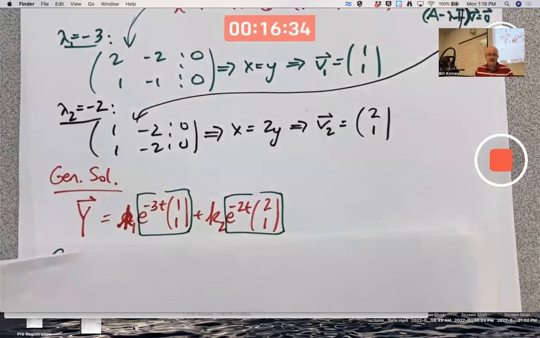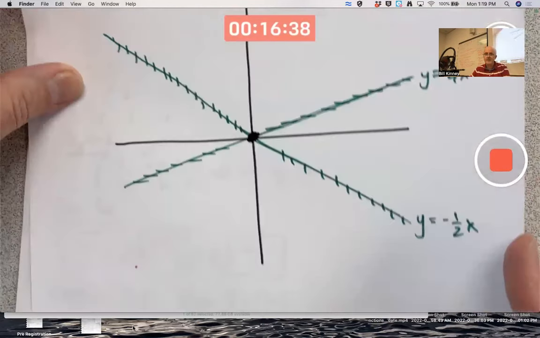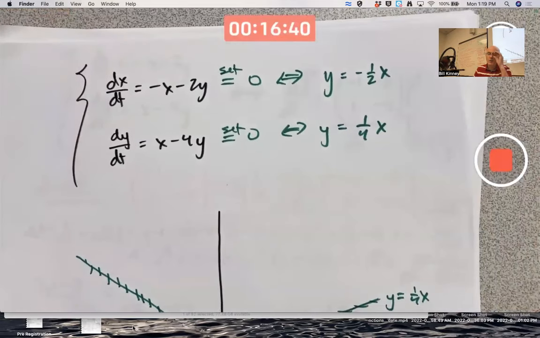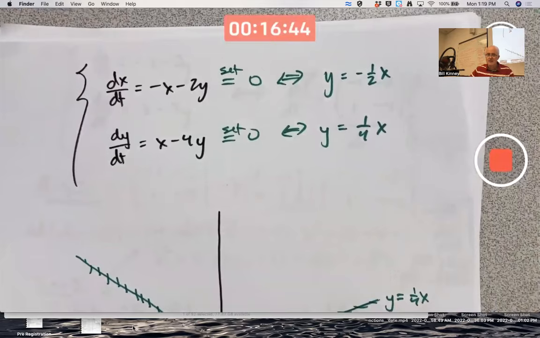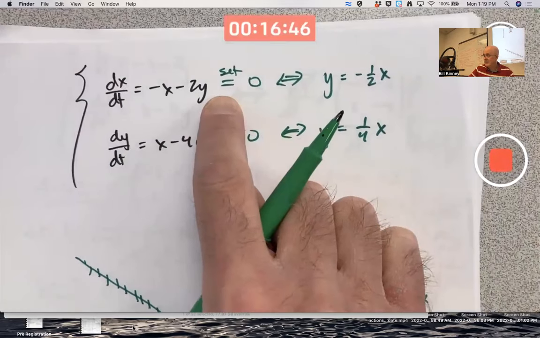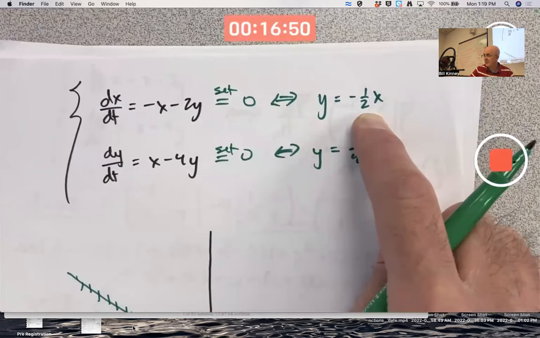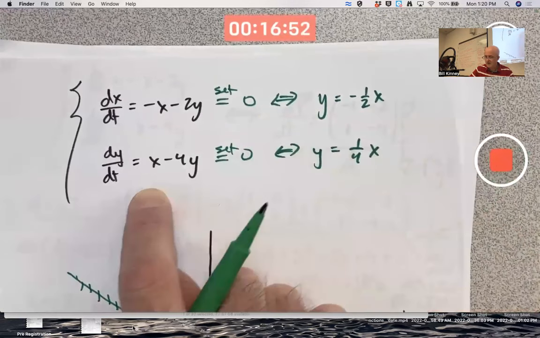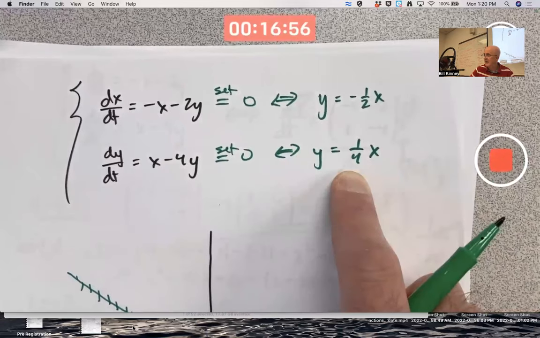Let's draw the phase plane. Started drawing it here with nullclines to help. The x nullcline, I set dx dt equal to 0. That's a line through the origin with a slope of -1/2. The y nullcline, I set the dy dt equation equal to 0. That's a line through the origin with a slope of +1/4.